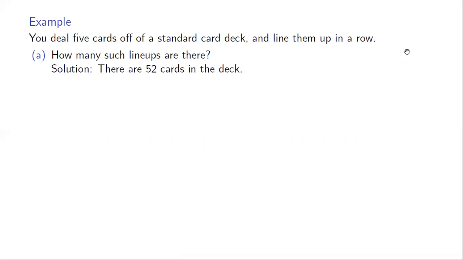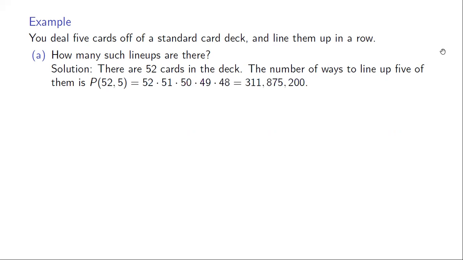Well, there are 52 cards in the deck. The number of ways to line up 5 of them is P of 52, 5, because there are 52 cards. So we have a set of 52 things, and we want to take 5 of them and put them in some order. A permutation is an ordered list. So this comes out to be a very large number, over 300 million.